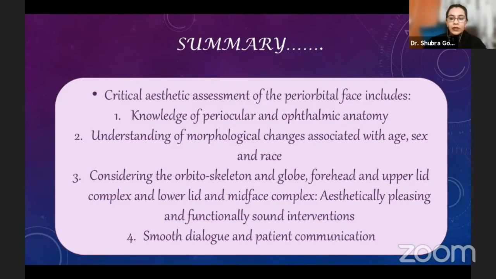I think we lost her, but that's fine because she could complete her talk.